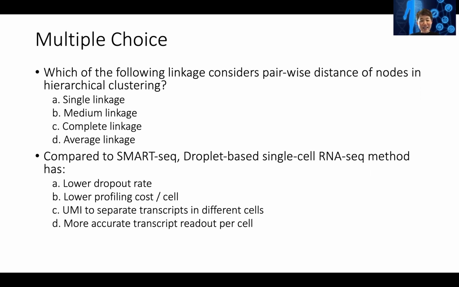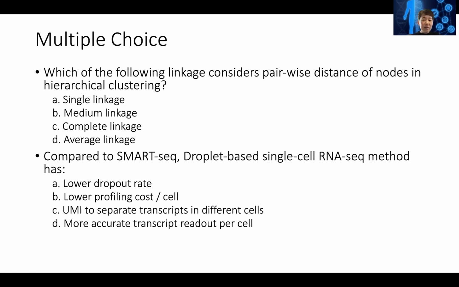Droplet-based single-cell RNA-seq costs less per cell. The whole experiment may or may not be cheaper than SMART-seq. For SMART-seq, the cost depends on how many cells you have to prepare, and per cell it is more expensive. For droplet, the whole experiment costs about the same amount, but per cell is less.